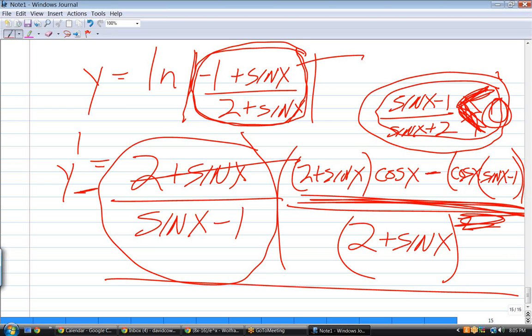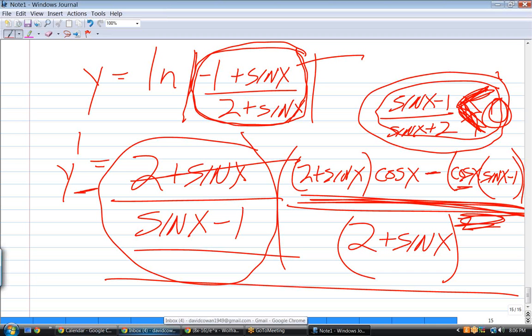Oh, because you distribute, right? In other words, I've got to distribute this cosine x to both the sine x and the negative 1. And I've got to distribute this minus cosine x to that too. So I'm going to have a 2 cosine x plus a cosine x, plus cosine, right, because that's the other negative. And then over 2 plus sine x times this sine x minus 1.